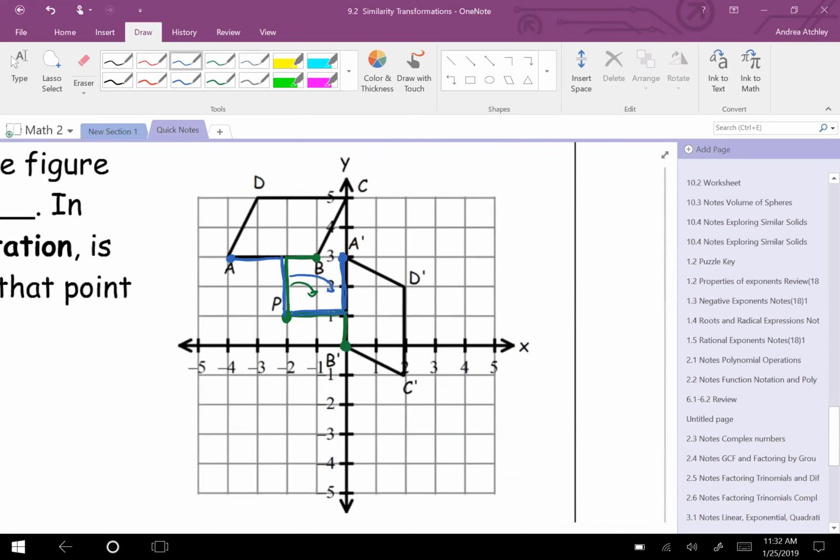Any questions? Yes. Yes. It's not changing the distance at all. Okay. Any other questions? Okay.